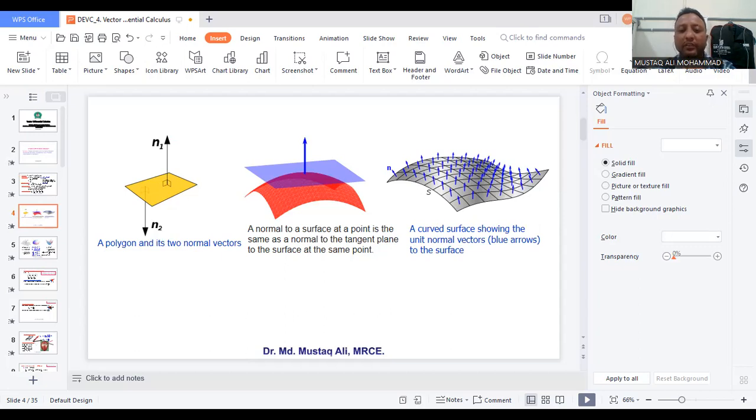A polygon, a plane, and a curved surface are given here. The curved surface shows the unit normal vectors to the surface. The blue arrows are the unit normal vectors given here. You can observe that. Okay, next.